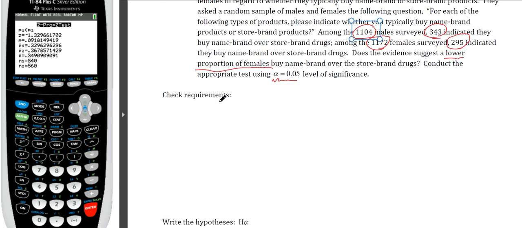Okay, so we're going to check our requirements, and to do so, we're going to find both of our proportions. So the proportion for males, which is given first, was 343 out of 1,104. And the proportion for females, so I guess I'll use F here just to keep with the wording that they use, is 295 out of 1172.